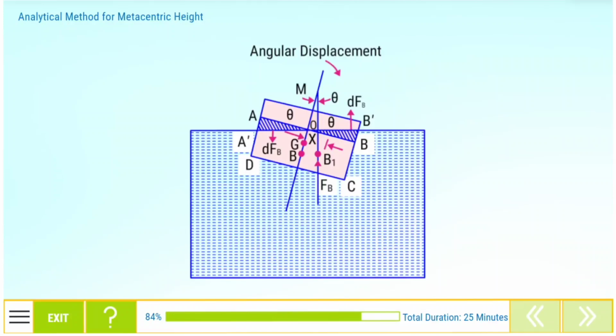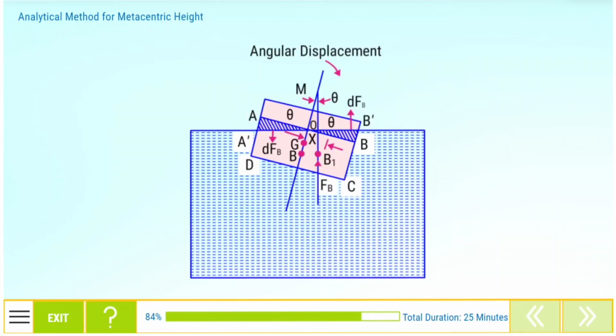The angular displacement of the body in the clockwise direction causes the wedge-shaped prism BOB' on the right side of the axis to go inside the water, while the identical wedge-shaped prism represented by AOA' emerges out of the water on the left of the axis.